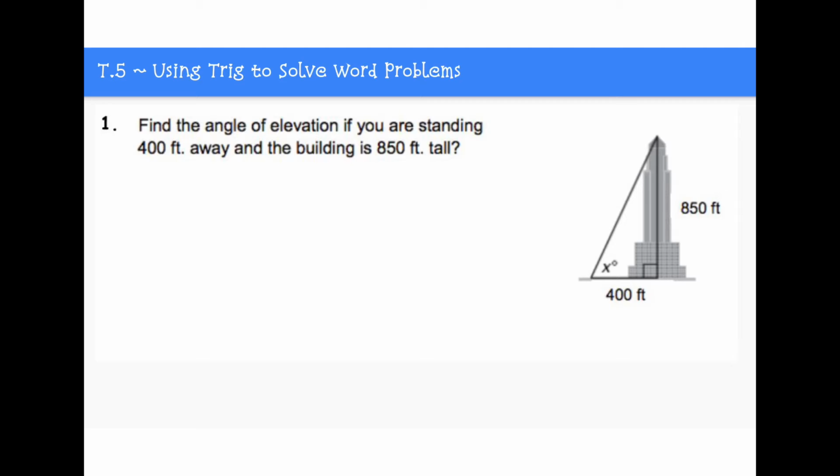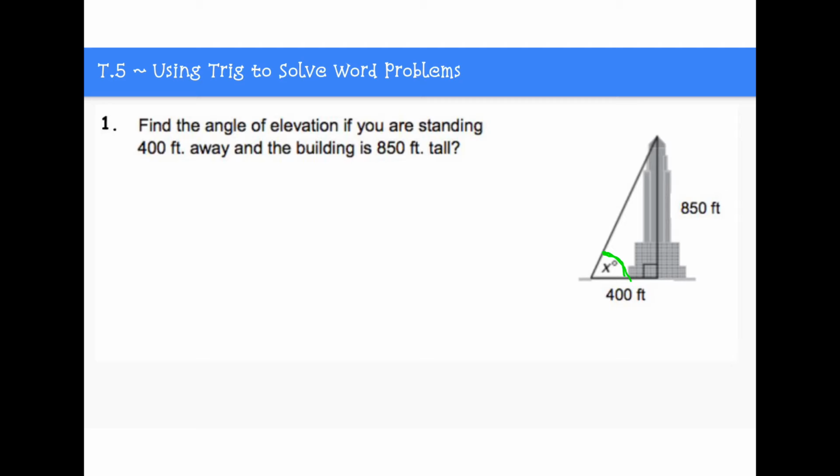Alright, so our first problem. Find the angle of elevation if you are standing 400 feet away and the building is 800 feet tall. So once again, the first thing I'm going to do is we want to draw a picture. We have it. We want to label our picture. We already have that. So now it's just about setting up the trig problem and solving it.